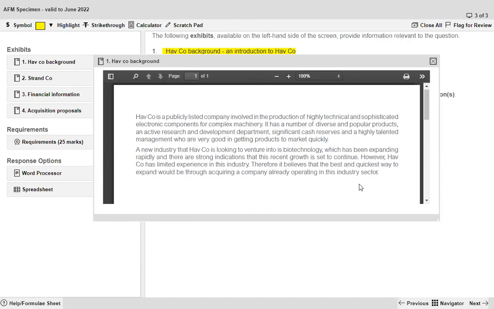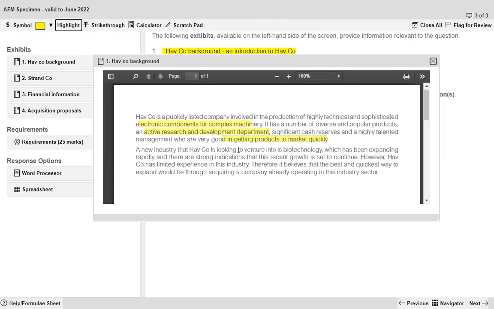Now, so what is it? It says Hav company is a publicly listed company involved in the production of highly technical and sophisticated electronic components for complex machinery. So that's a bit of the background. It has a number of diverse and popular products and an active research and development department. Significant cash reserves and a highly talented management who are very good in getting the products to market quickly.